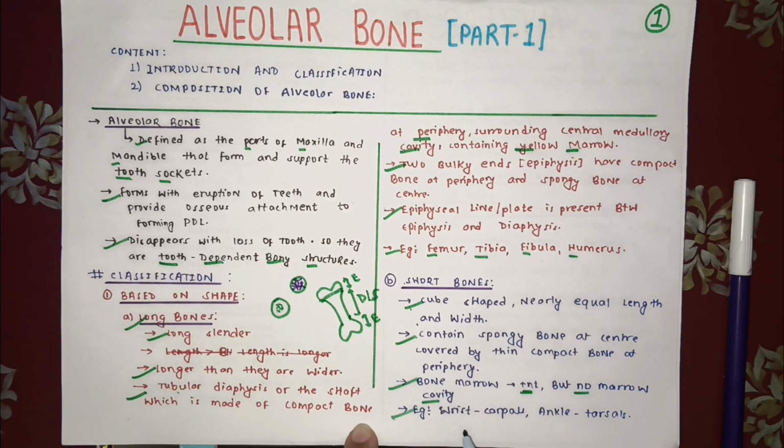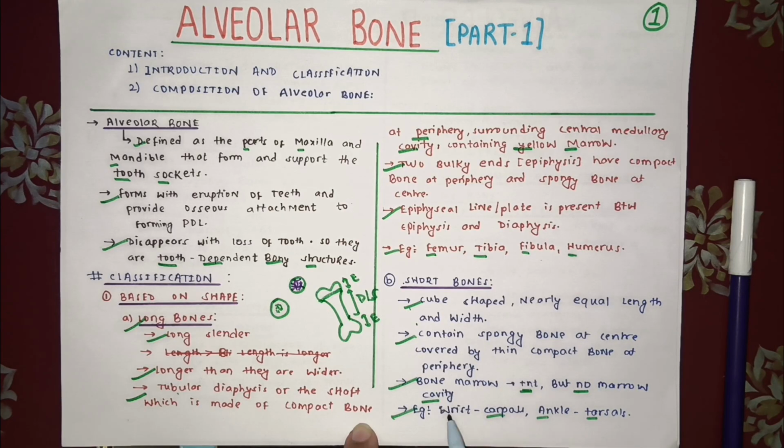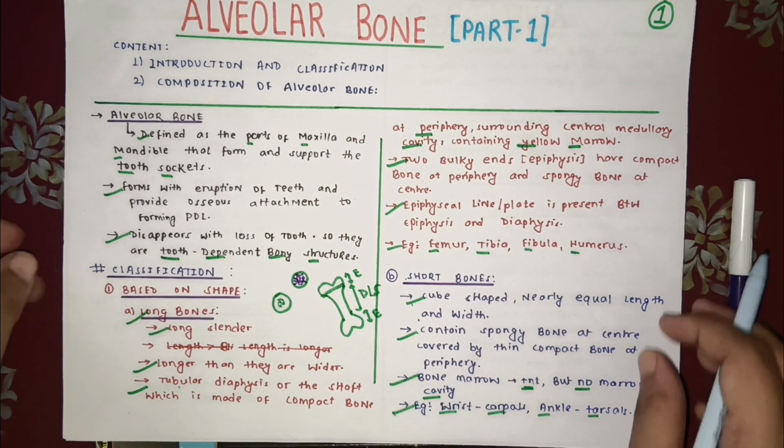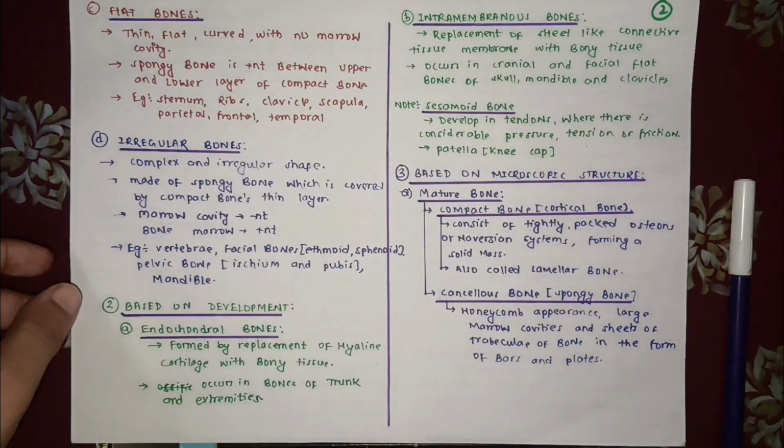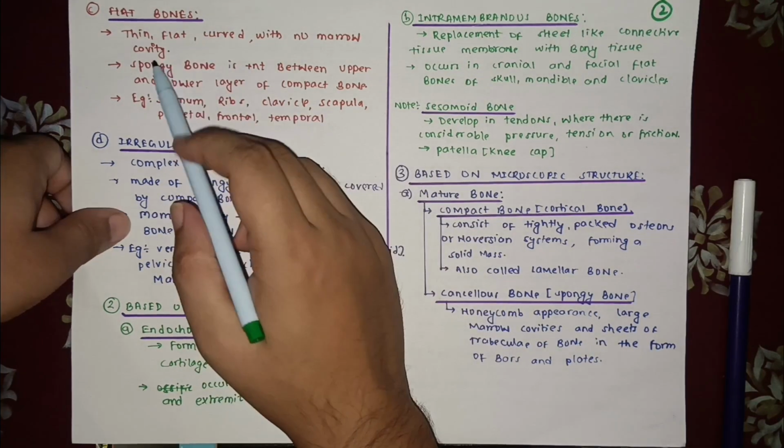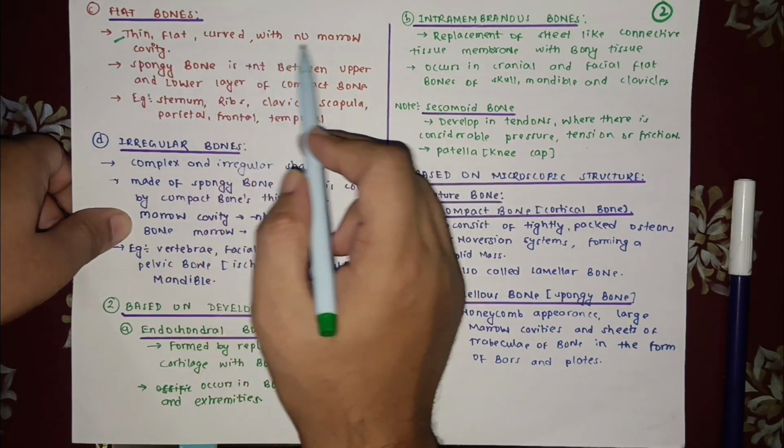After that, in examples, we have carpals and tarsals. Tarsals are in the ankle and carpals are in the wrist. So they are the short bones. After that, we have flat bones. Flat bones are thin, flat, curved, with no marrow cavity.